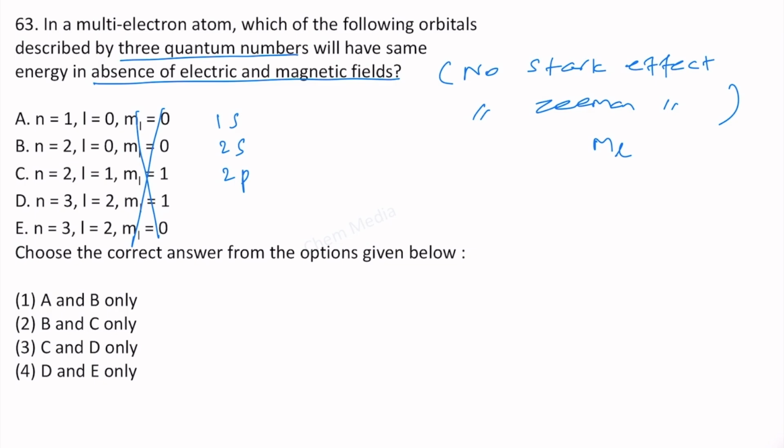N equal to 3, L equal to 2. This is 3d. N equal to 3, L equal to 2 once again. This is also 3d. This means these two are degenerate. Therefore, D and E will have the same energy. This means option 4 is correct.